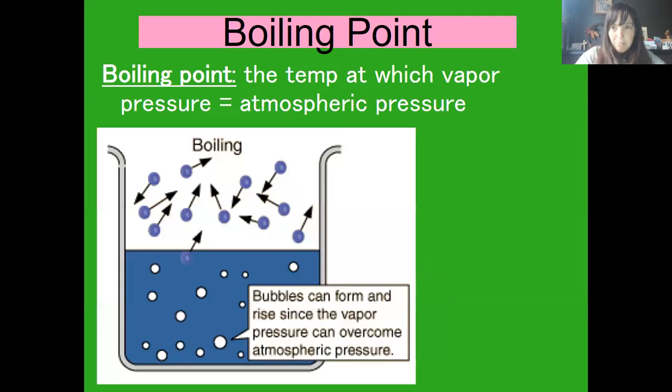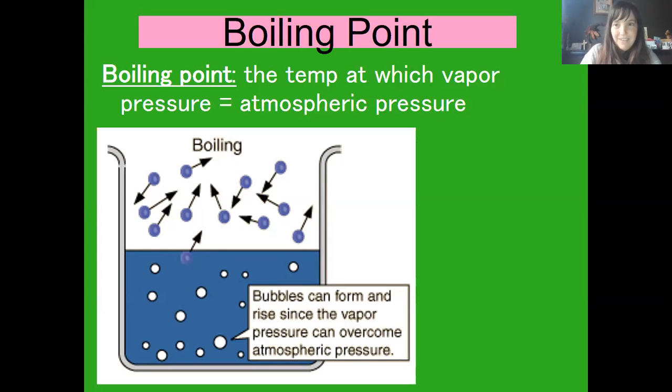So that means boiling point is the temperature at which vapor pressure is at least as strong as atmospheric pressure. We know that vapor pressure increases as temperature increases. It's the temperature at which vapor pressure equals atmospheric pressure. Cool. So then those bubbles can form and rise since the vapor pressure can overcome the atmospheric pressure pressing down on it.